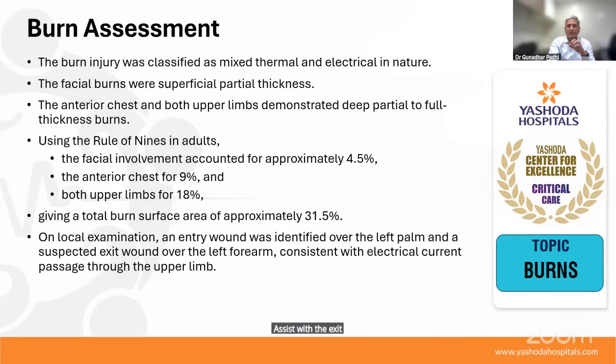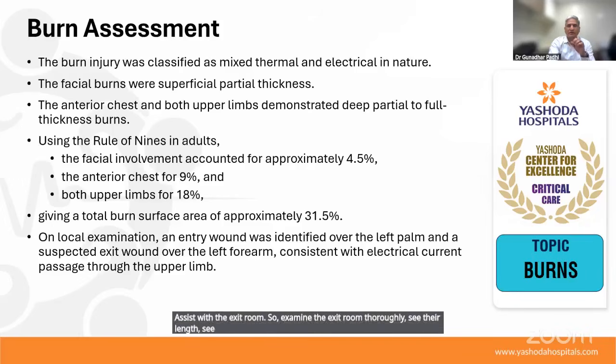Extensive tissue damage because of the electrical burn is better assessed with the exit wound. So examine the exit wound thoroughly: see their length, depth, extent, nature, character, and the damage that has occurred around this burn area. There may be multiple exit wounds, so examine them individually. It will give you a better idea actually.